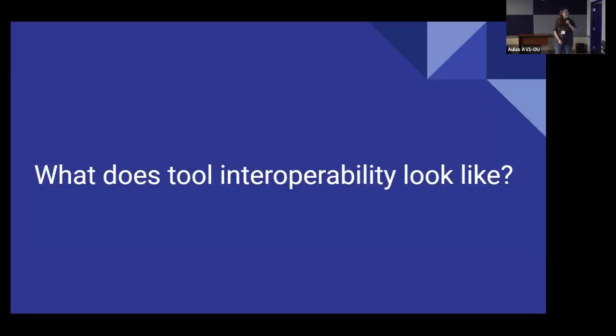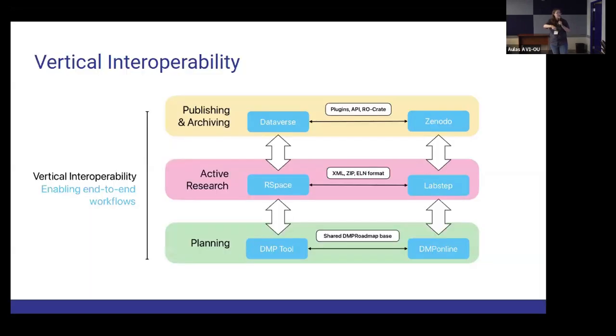So just to give some examples of what do we mean by interoperability? So the thing I was just mentioning before, in different stages of the research process, you have different tools and there's already work being done to interoperate between them. So say DMPTool and DMPonline, they share a DMP Roadmap code base. So the API work to integrate between one is similar to the other. Repositories have some similar-ish metadata, ELNs as well.